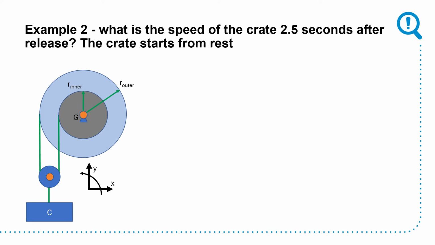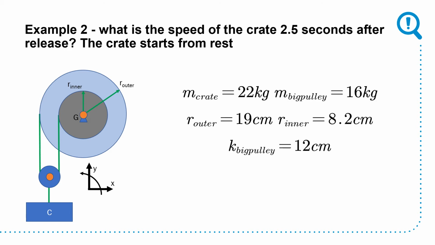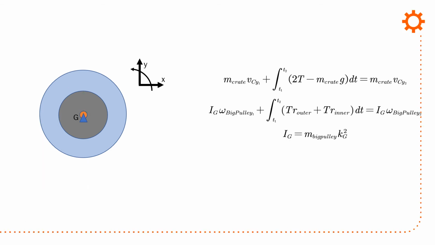So an inner and outer radius crate down at the bottom with the C on it, axial system XY and positive counterclockwise. The only tricky bit here is that the cord is wrapped around the inner and outer radius. The mass of the crate is given as 22 kilos. The mass of that pulley is 16. The inner radius is 8.2 centimeters. The outer radius is 19 centimeters. And K of that pulley is going to be 12 centimeters. So the radius of gyration is 12 centimeters.